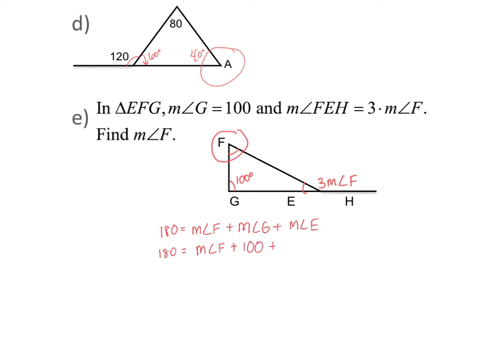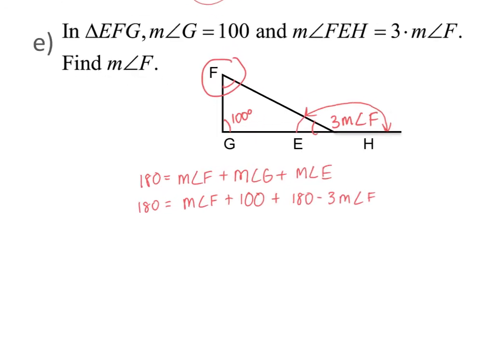And now, do we know anything about the measure of angle E? Yes, we do. We know that the measure of angle E must be 180 minus 3 times the measure of angle F. Why? Because this whole line is 180 degrees. And if we take away the angle up to this point, which is 3 times the measure of angle F, we will get the measure of angle E. Let's go ahead and solve this.